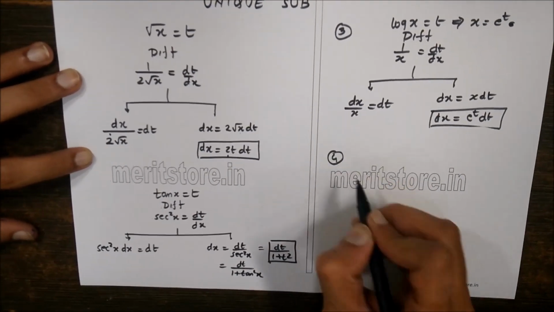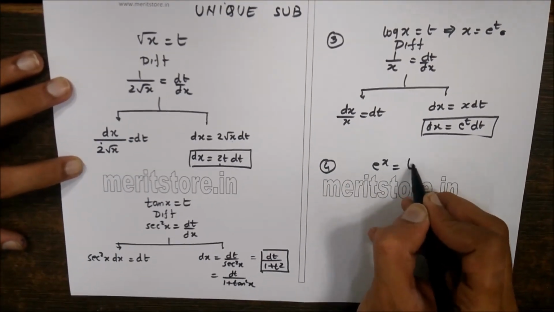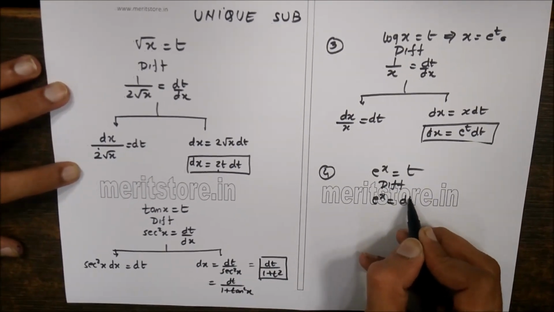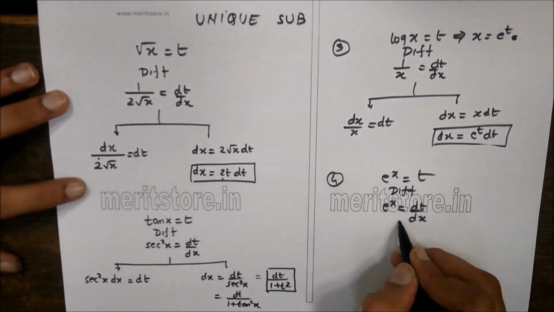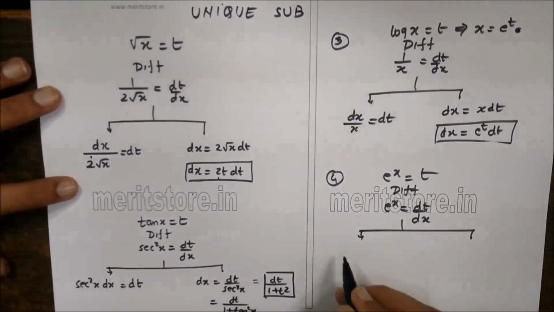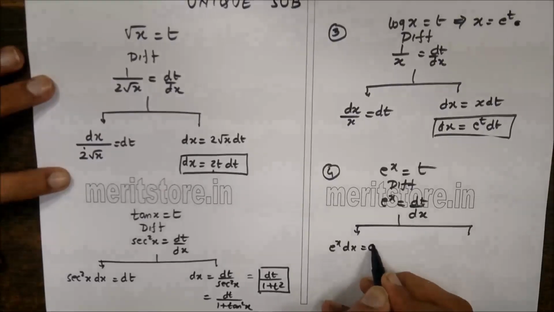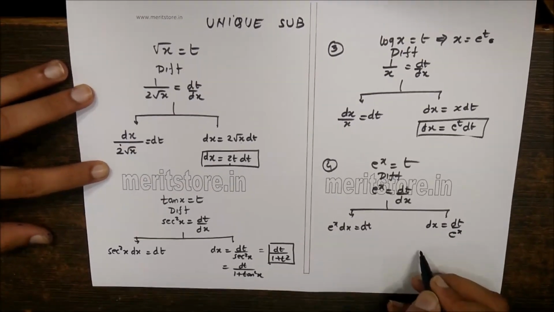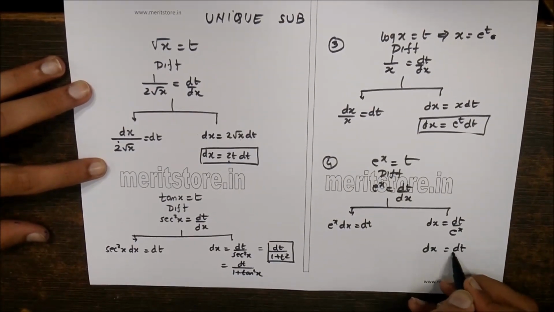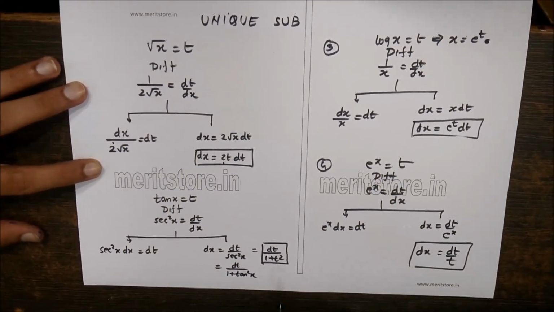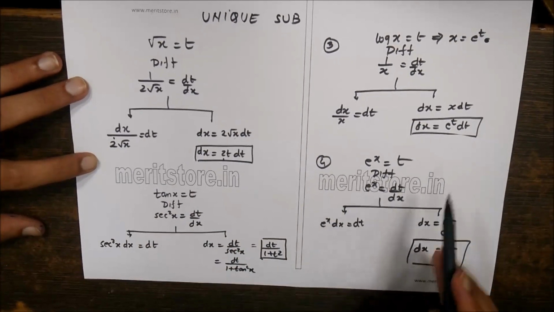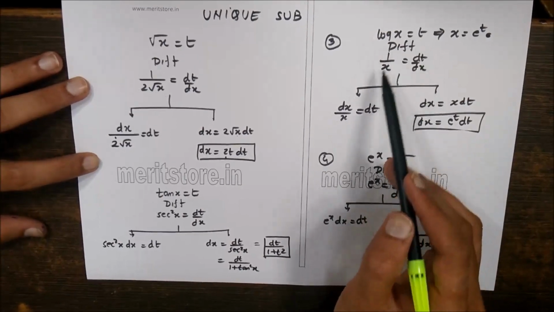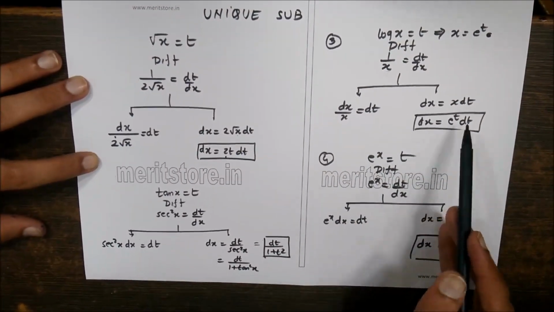The fourth such substitution is e raised to x equal to t, which when you differentiate you get e raised to x equal to dt by dx. This can be utilized again in two ways. e raised to x dx is dt, or I can say that dx is equal to dt upon e raised to x, and therefore dx can be used as dt upon t. These are the four different types of substitution where the term which you are substituting is present in some way in that derivative and we utilize it.